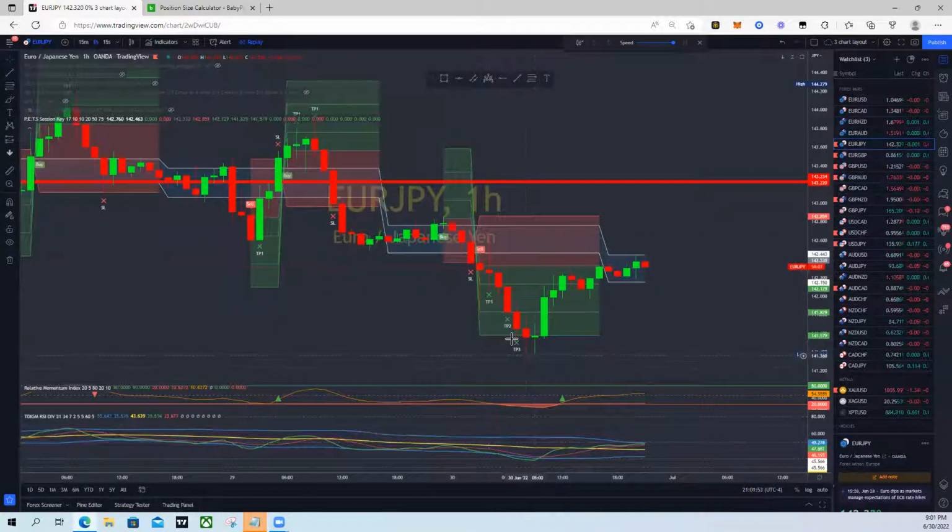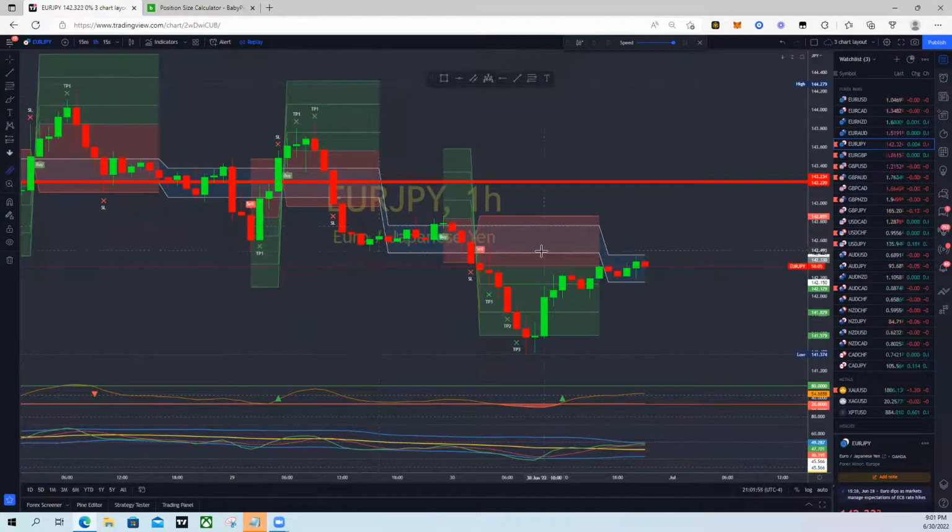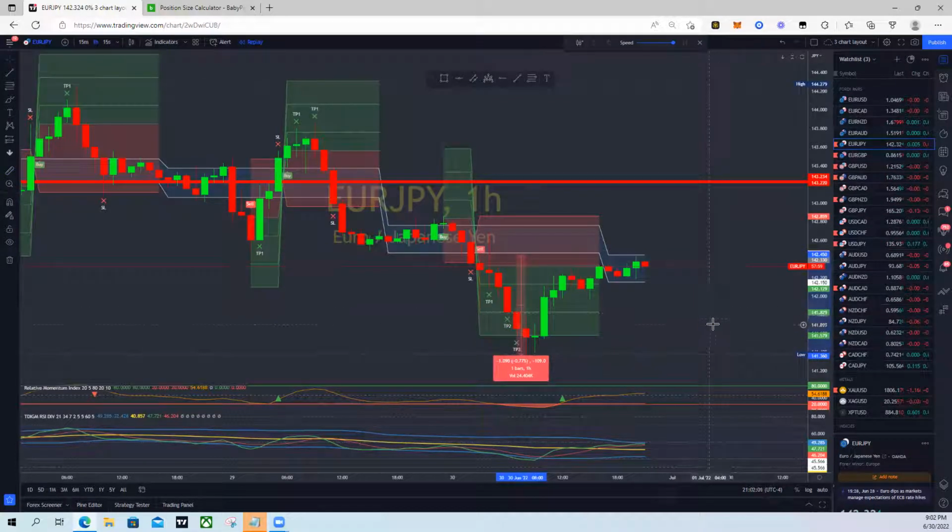It's all red candles, right? This was yesterday. It's 100 pips. So if you're using a lower account size, or you're using a lower lot size, then you might have to brace and hold for a few hours.